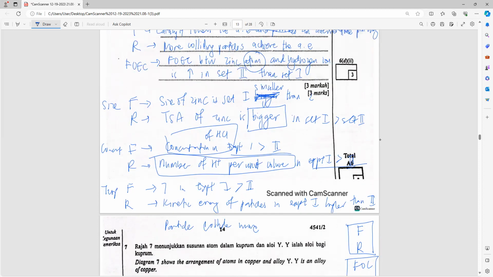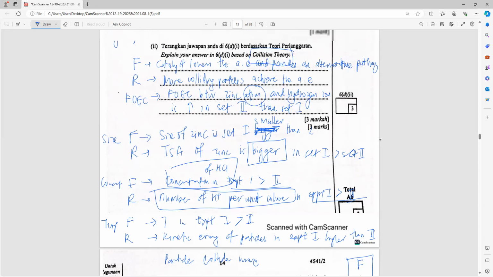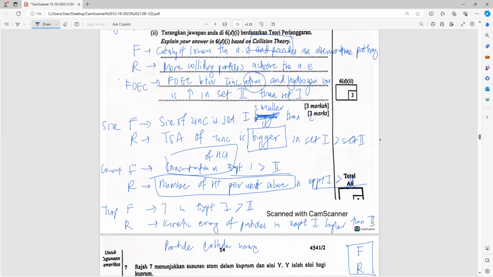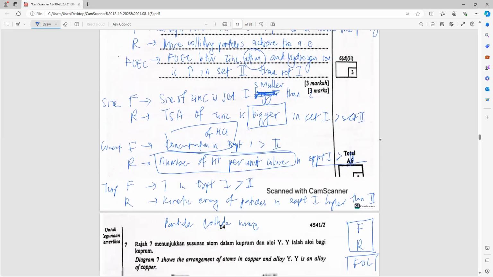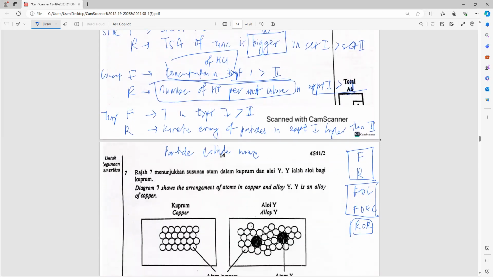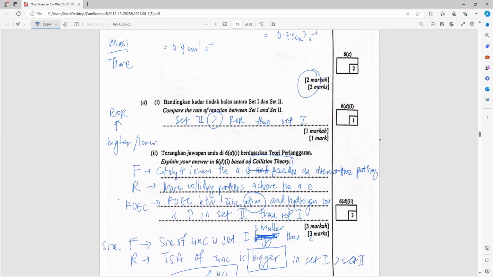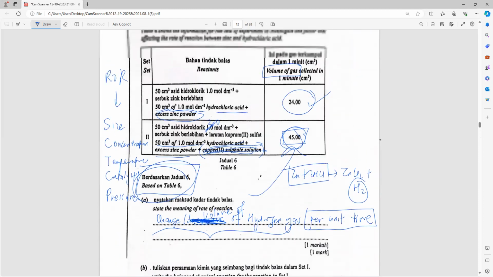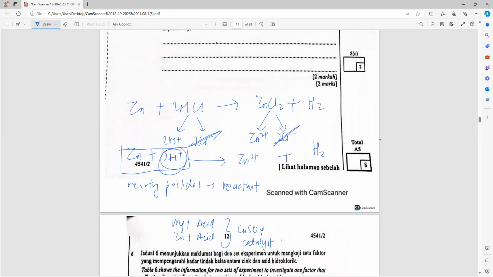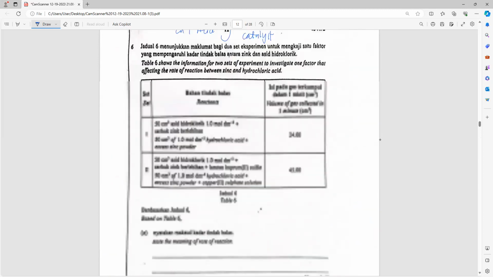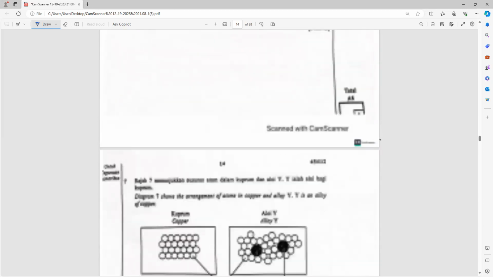Okay, so teacher covered completely your ROR if they ask collision theory. Remember, if they ask you collision theory, you must start with factor, reasoning, FOC, FOEC, ROR. Your FOC and FOEC, you must tell me between who and who. How do I find out between who and who? Go and write down the chemical equation, get the ionic equation, then this is my reacting particles. Okay, teacher covered rate of reaction extensively.